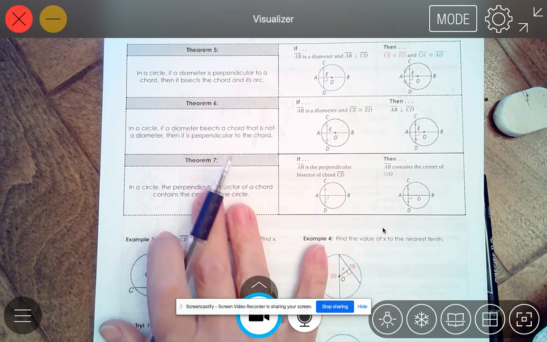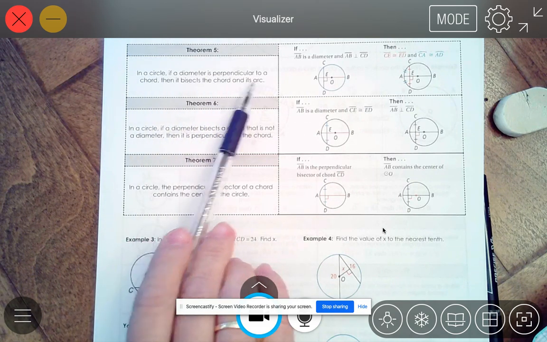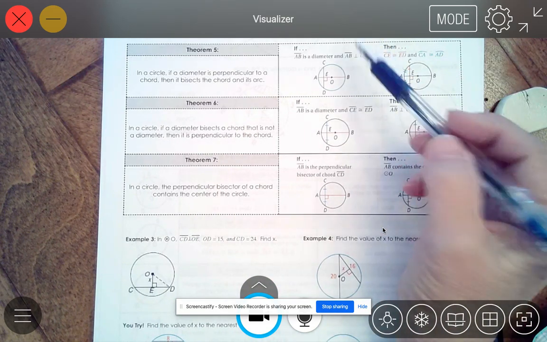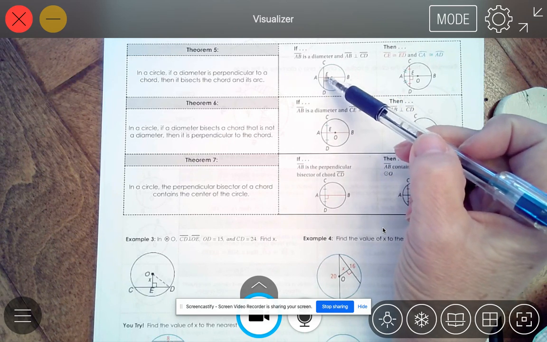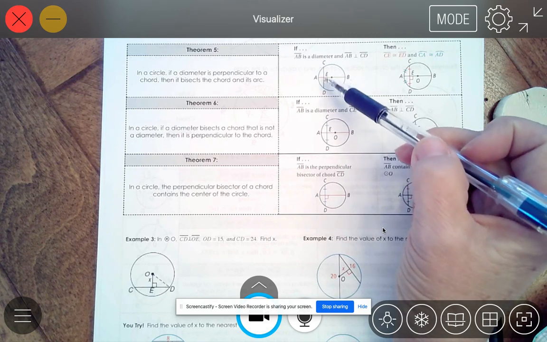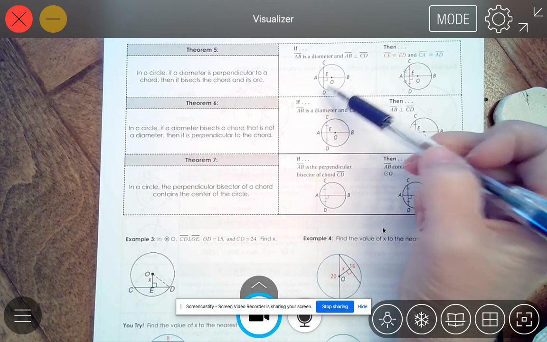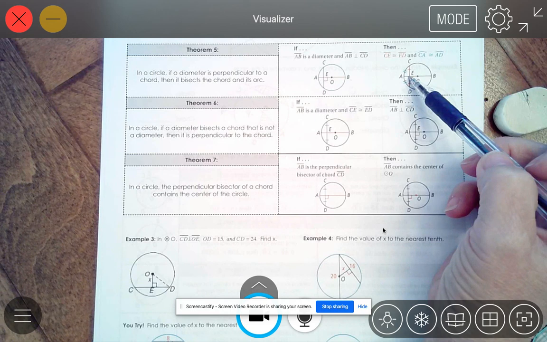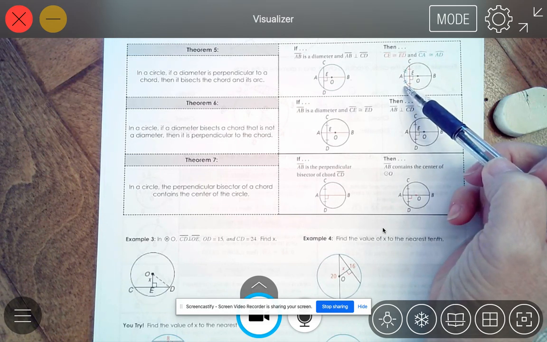And down here, we have 3 more theorems. In a circle, if a diameter is perpendicular to a chord, then it bisects the chord and its arc. Okay, so if AB is a diameter, and AB and CD are perpendicular right here, then these right here are going to be congruent. And these arcs are going to be congruent. That's what this says. Then these are going to be congruent, CE and ED. These are going to be congruent, and the arcs outside are going to be congruent.